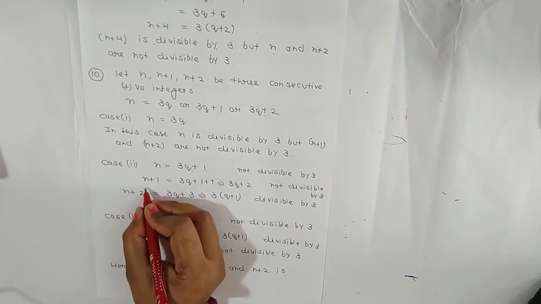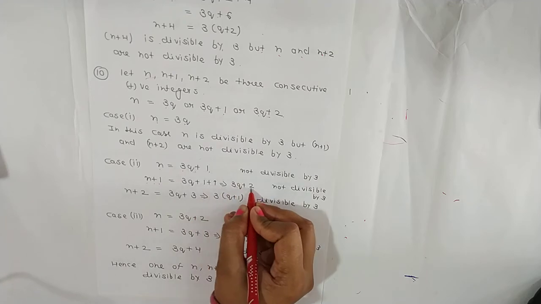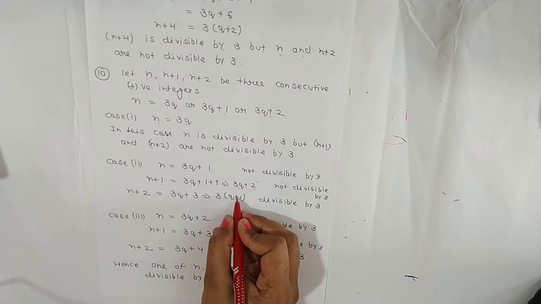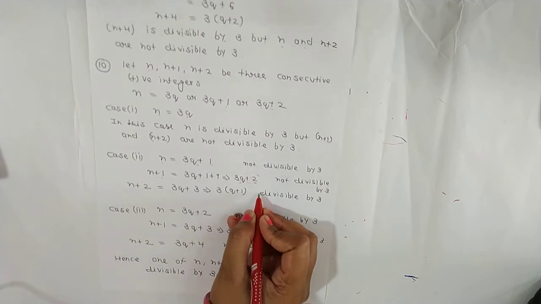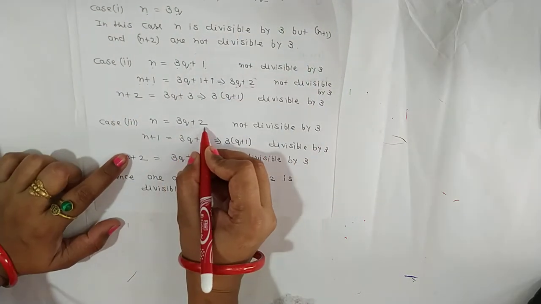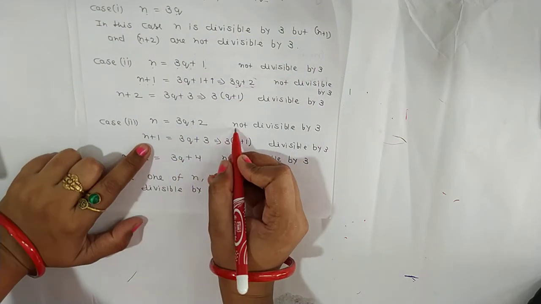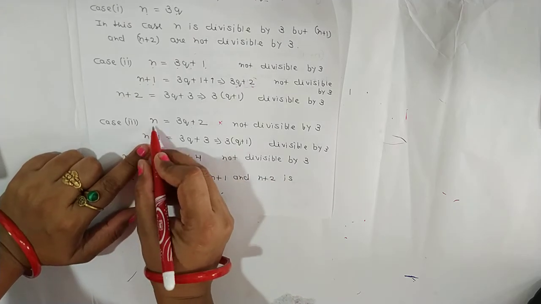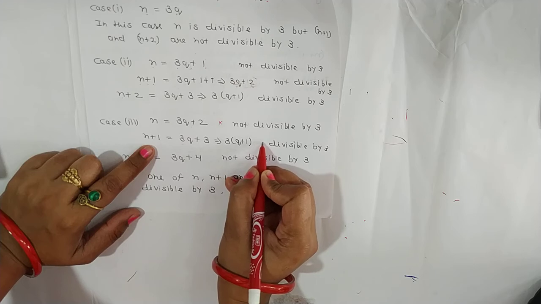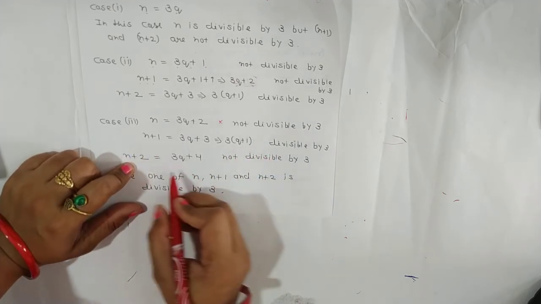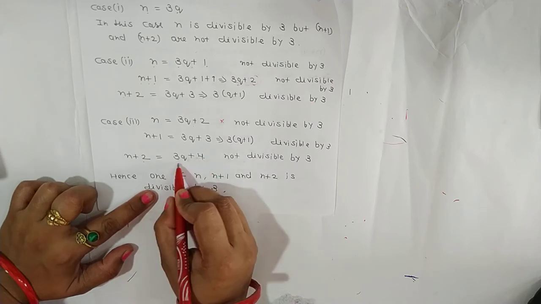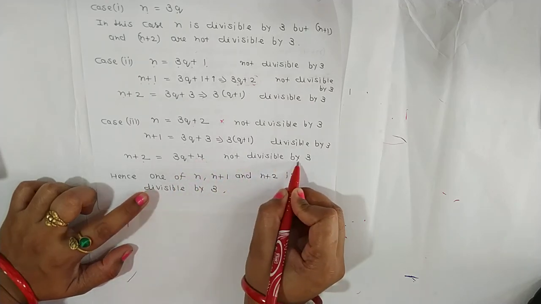Now we have to find the value of n plus 1. Is it divisible by 3? No, 2 is the remainder. N plus 2? Yes, it is divisible by 3 because the remainder is 0. Okay. Now move on to the third case. So the third case is n equal to 3q plus 2. Is it divisible by 3? No. When we add 1, it becomes 3(q plus 1), and the remainder is 0. It means it is divisible by 3. Now we will find n plus 2, which will be 3q plus 4. It means it is not divisible by 3.